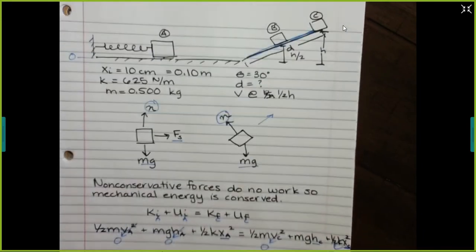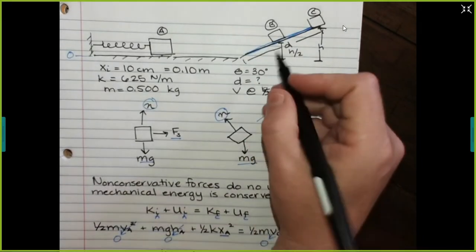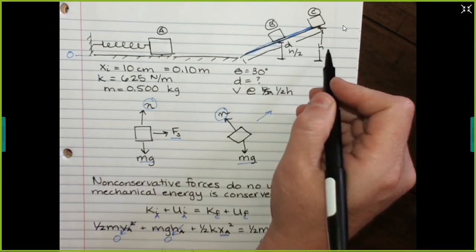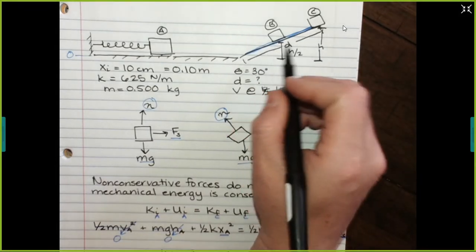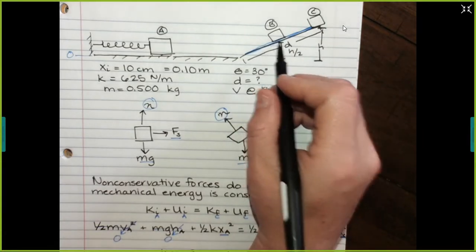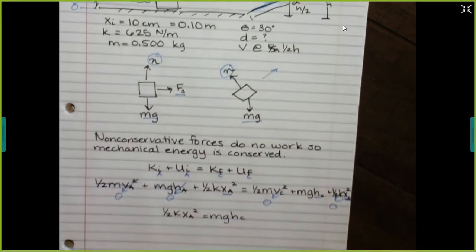All right, what are we trying to find? We're trying to find d, right? And it looks like we're going to be able to solve for h. And then once we have h, and we know this angle here is 30, we can just use the sine, right? The sine of this angle is h over d. We'll just use a sine to solve for d.